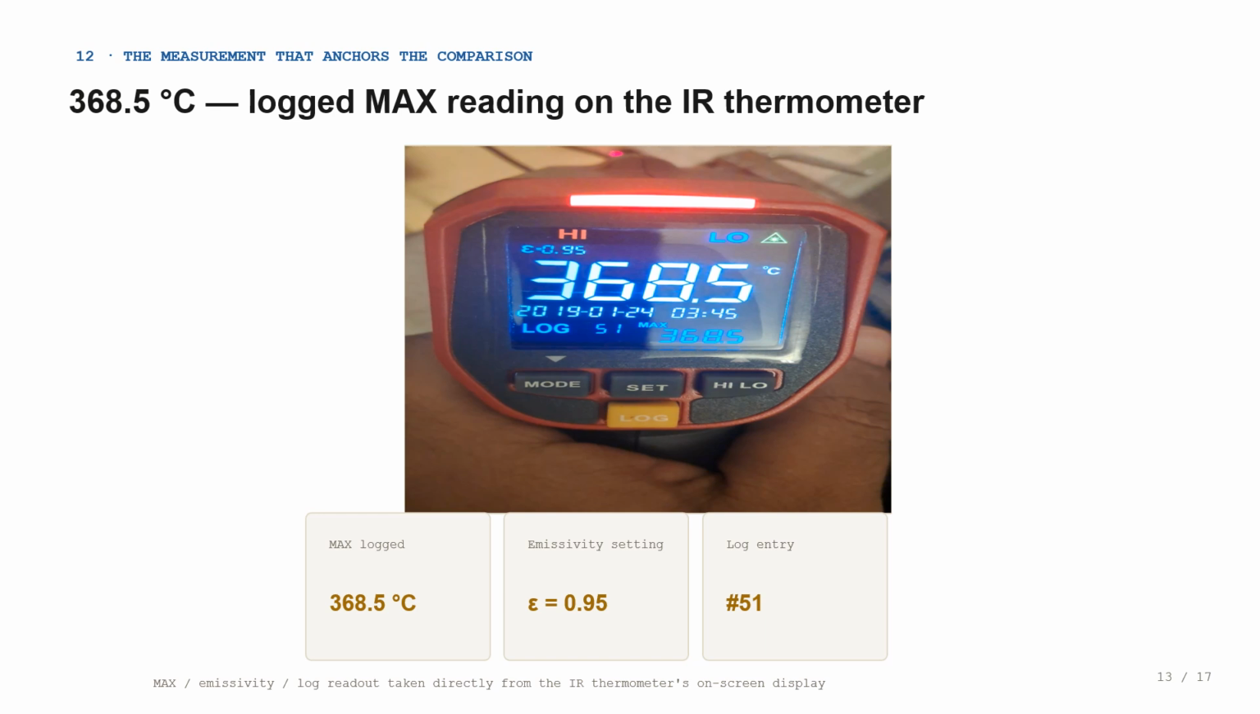Second, the emissivity setting is fixed at 0.95. That number is not free. It is an assumption baked into every reading this instrument produces, and if the rod's actual surface emissivity differs from 0.95, especially once it is oxidized or glowing, the true temperature could differ from what is displayed. Third, this is log entry number 51, which tells us this measurement was taken as part of a deliberate logging sequence, not a one-off snapshot. Keep this number in your head, 368.5 degrees. We are about to compare it directly against the simulation.